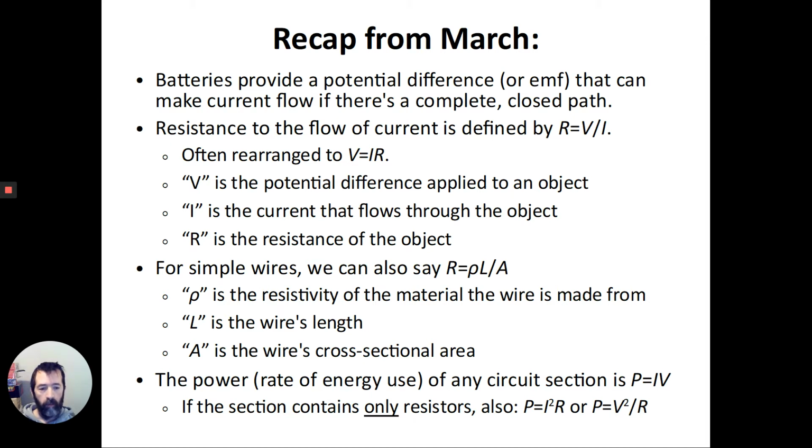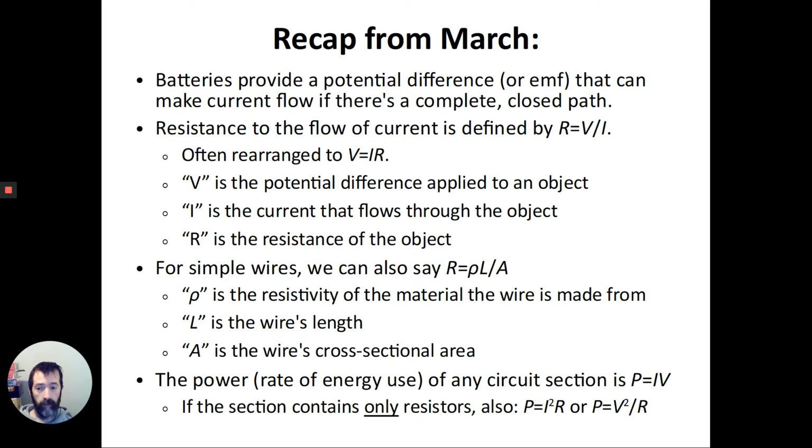And then the other big formula that we made use of when we were looking at this stuff before was about power. The definition for power in an electrical circuit is P equals IV. But if the part of the circuit that you're looking at is made up entirely of resistors, then you can also substitute in the definition of resistance from higher up on the screen, and then you could rewrite the power equation in those other two forms that I have listed there.